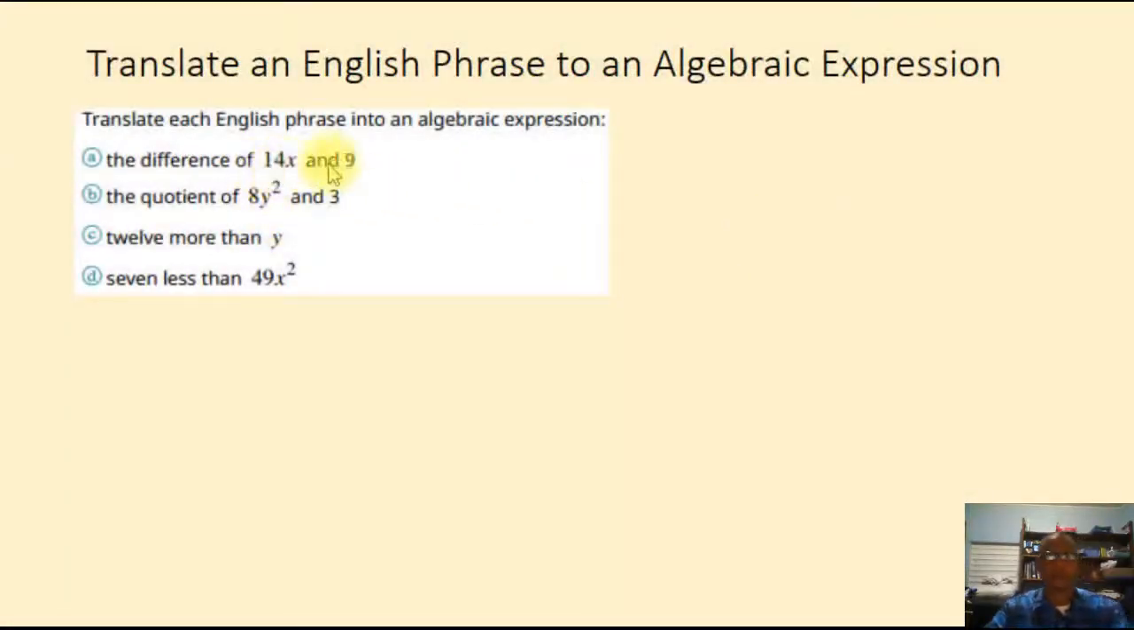So let's take a look at some examples. We are asked to translate each of these English phrases into algebraic expressions. So the first one we have here is the difference of 14x and 9. Well, obviously this becomes 14x minus 9. The quotient of 8y squared and 3. That's 8y squared divided by 3. 12 more than y. Well, that's y plus 12. And 7 less than 49x squared. Well, that's 49x squared minus 7.